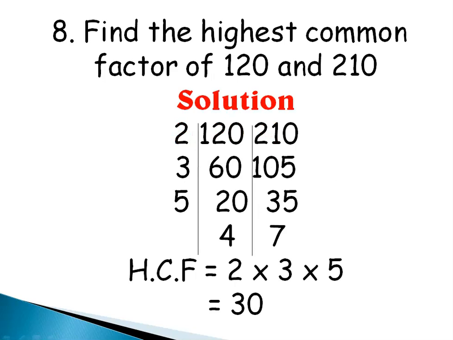Question 8 says, find the highest common factor of 120 and 210, also known as the HCF. Now in HCF, what are we trying to do? Looking at numbers that can divide both numbers without a remainder. Is that okay? So I'm going to start with the lowest number possible. I'll start with 2. If I say 120 divided by 2, that will give me 60. 210 divided by 2 will give me 105.